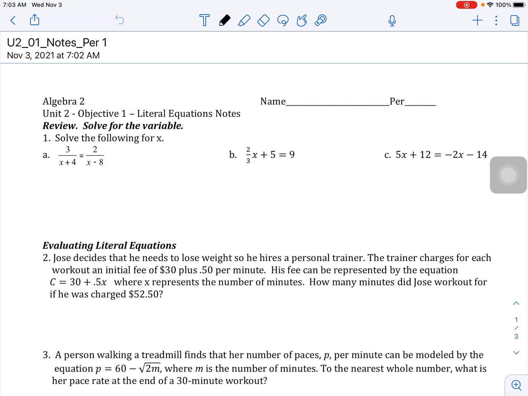Unit 2, Objective 1, Literal Equation Notes. We're going to start the notes with practicing how to solve different types of equations.